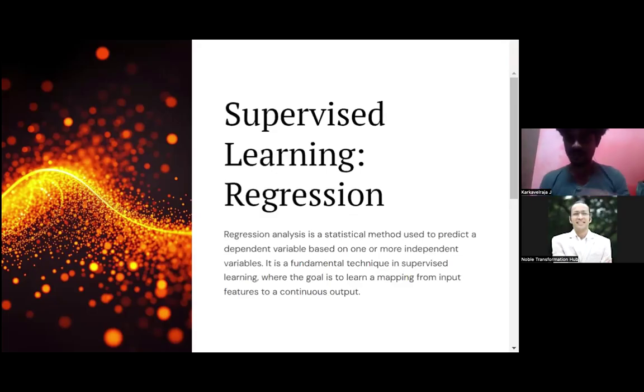So regression is predicting the dependent variable based on one or more independent variables. It is a fundamental technique in supervised learning, where the goal is to learn a mapping from input features to a continuous output. So again, we'll have inputs and outputs defined. We are giving a cup of coffee, but the price is defined. We'll sell this, then we compare that and we find the best.